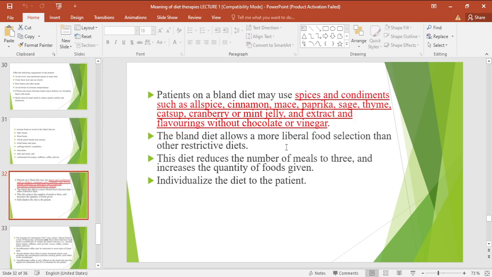The patients on a bland diet may also use spices and condiments. For example, allspice, cinnamon, mace, paprika, sage, thyme, catsup, cranberry or mint jelly and extract, and then flavorings that do not contain chocolate or vinegar. This bland diet allows a more liberal food selection than the other restrictive diets. And this diet also reduces the number of meals to 3 and increases the quantity of foods given. You have to individualize the diet to the patient according to their condition.